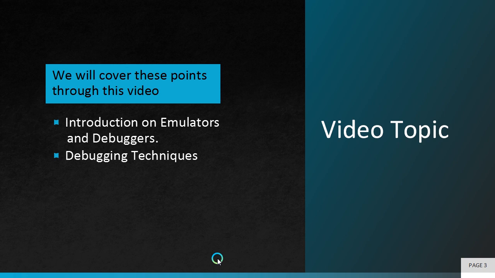The first one, that is introduction on emulators and debuggers, and the second one, that is debugging techniques. There are in total 5 debugging techniques. So let's get started.